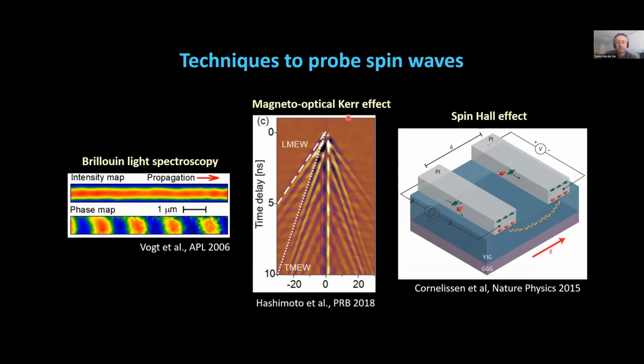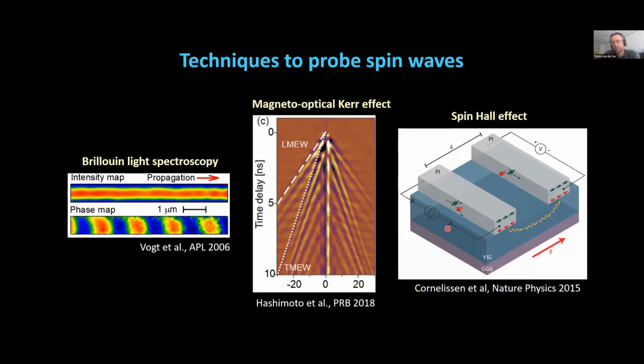Then we also have the Kerr effect. So that's a rotation of the polarization that you get when you let light interact with a magnetic material. It has very good time resolution, as you can see here. So this is a spin wave propagating in time and in space on the x-axis. Very good time resolution, also an optical technique.